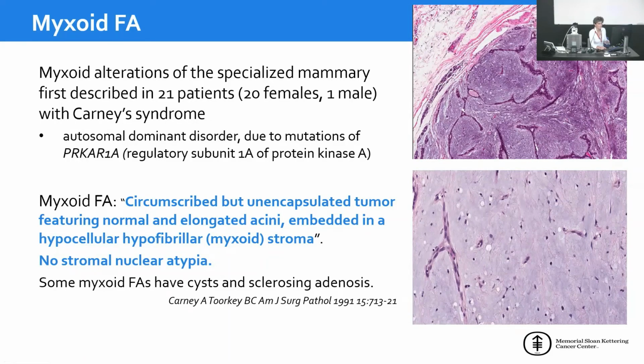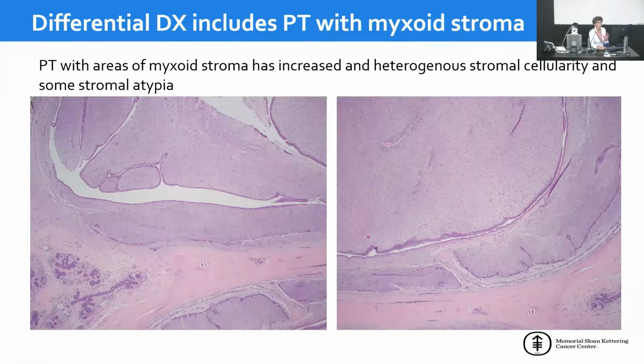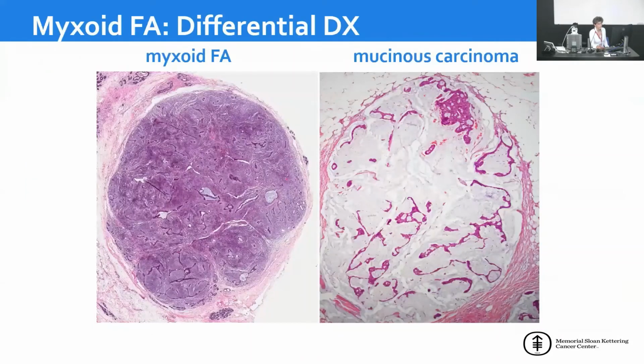But sometimes, the differential arises with a Phyllodes tumor that can have a very myxoid stroma. And in general, a Phyllodes tumor with myxoid stroma will be, first of all, larger, and has more heterogeneous cellularity and increased cellularity compared to the very hypocellular look of a myxoid fibroadenoma, and will have at least focally some stromal atypia.